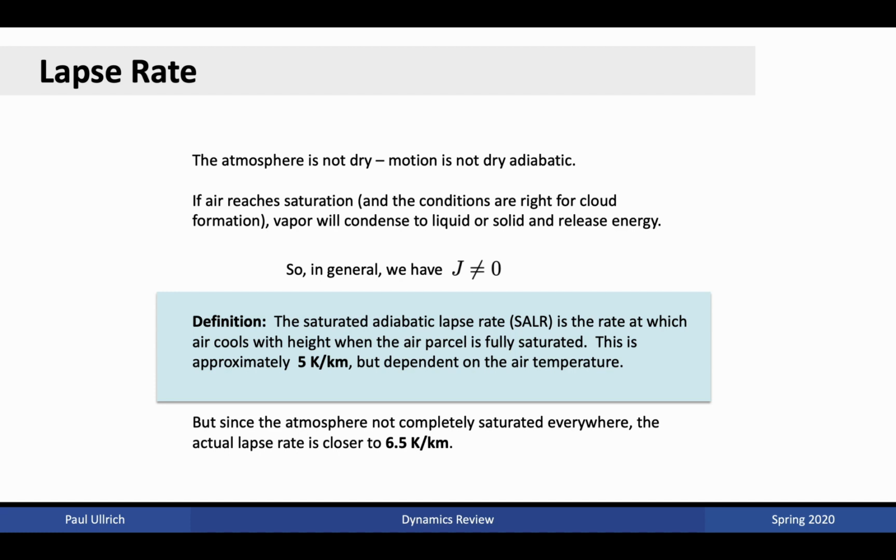However, the global atmosphere is also not completely saturated everywhere. That is, we are not at 100% relative humidity at all times. And so the actual lapse rate is closer to 6.5 K per kilometer. Hence, this is the quantity that is adopted by the International Standard Atmosphere.